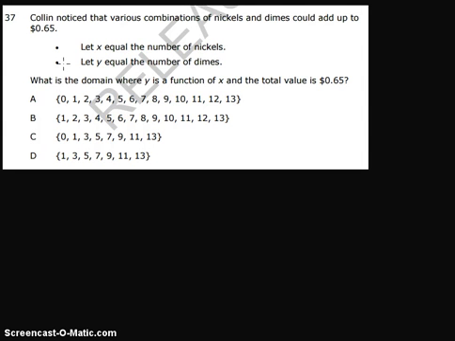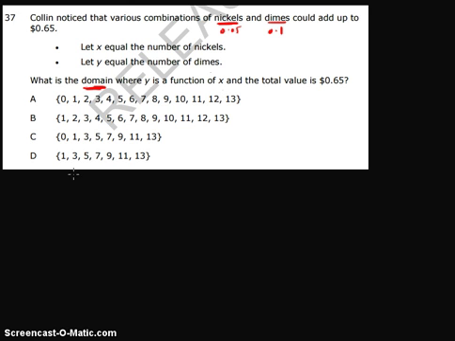Okay, question number 37. Coleman noticed that various combinations of nickels, which is about 0.05, and dimes, which is 0.1, could add up to 65 cents. Let x equal the number of nickels, and y equal the number of dimes. What is the domain where y is a function of x?